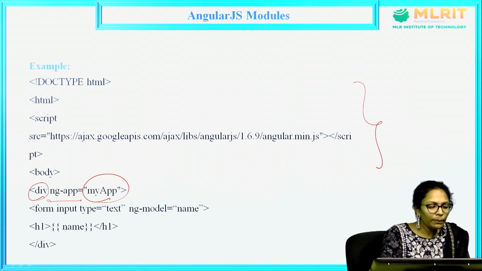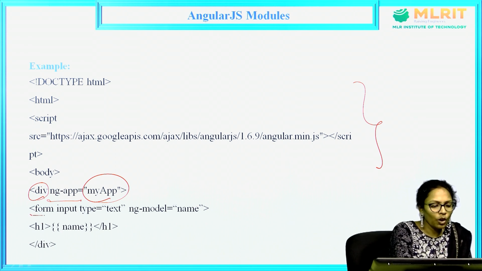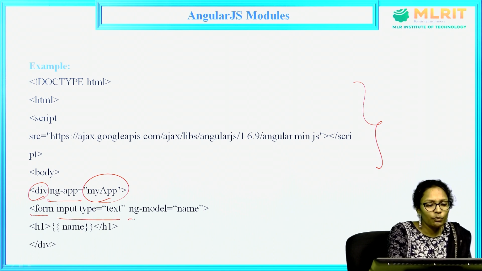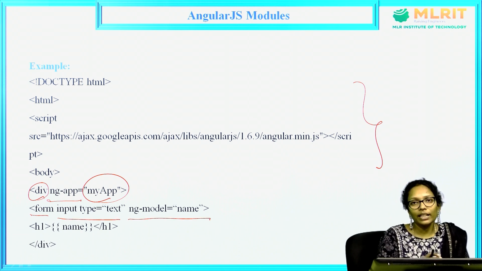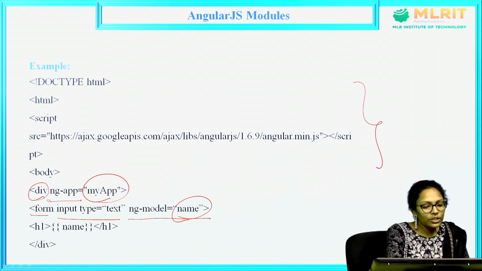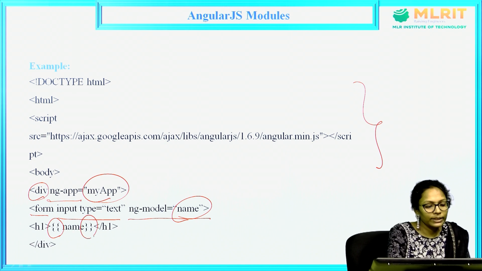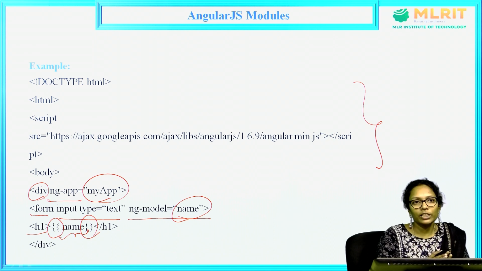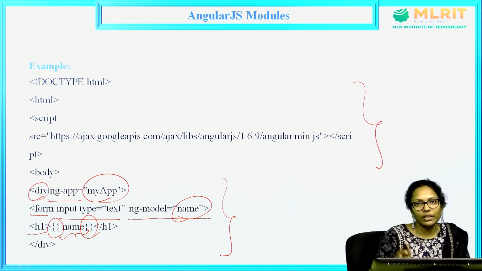Here I'm writing a form input with type equal to text. For this text field I'm giving a model name, name. I just want to print this name as it is. How can I print data in AngularJS? Using double curly braces. Within the H1 tag, I want to print the name entered by the user. That's all, this is my task. Then I'm closing this division.